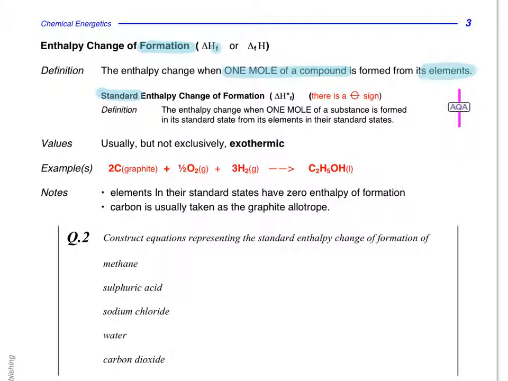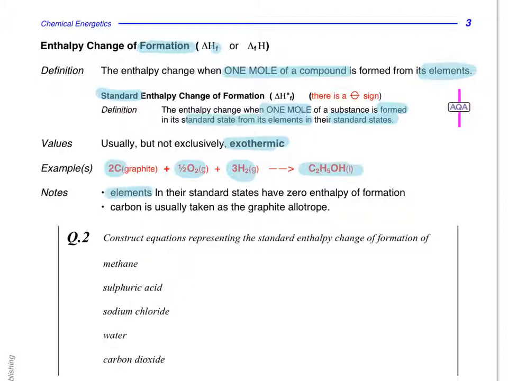Again, if it says standard enthalpy change of formation, same definition, the enthalpy change when 1 mole of a substance is formed from its elements, but this time don't forget to put in its standard state, from the elements in their standard states. And I'd also add in that that is under standard conditions. These are usually exothermic reactions. It's where you have your separate elements, for example here carbon, oxygen and hydrogen, reacting together to form just 1 mole, just 1 molecule of the product.